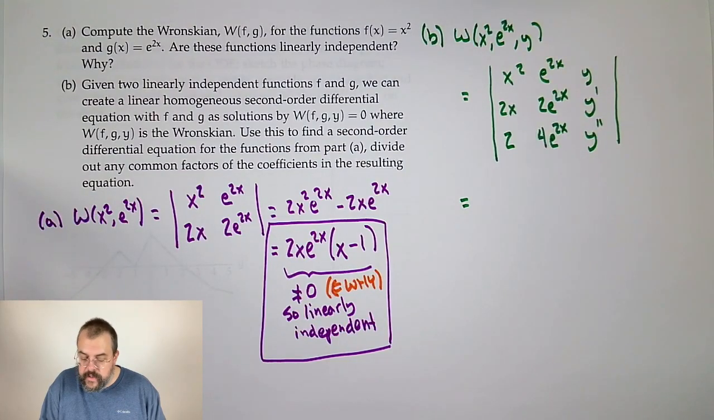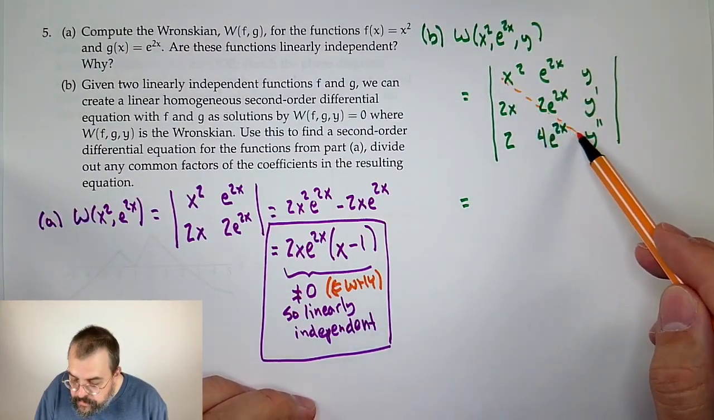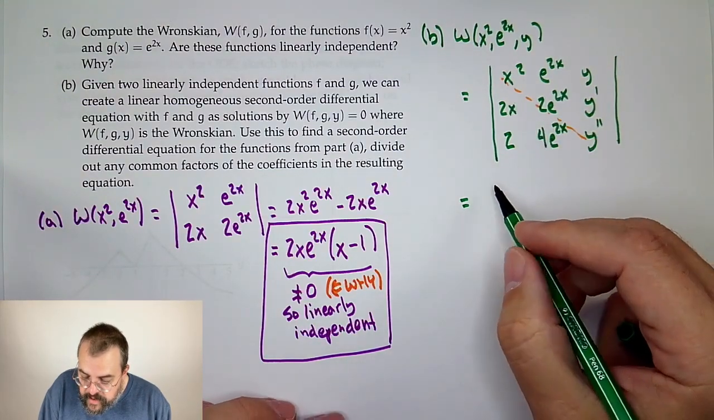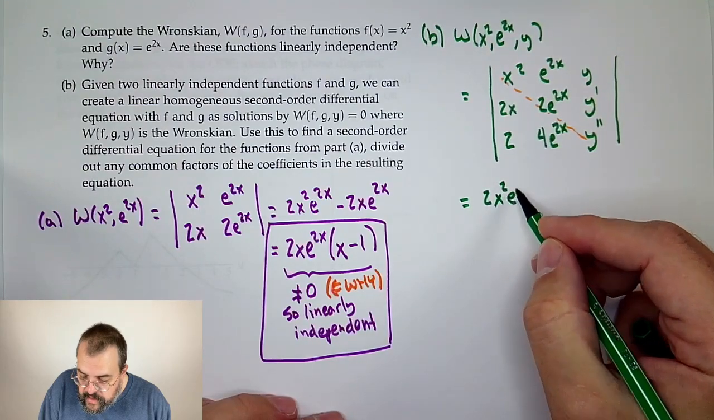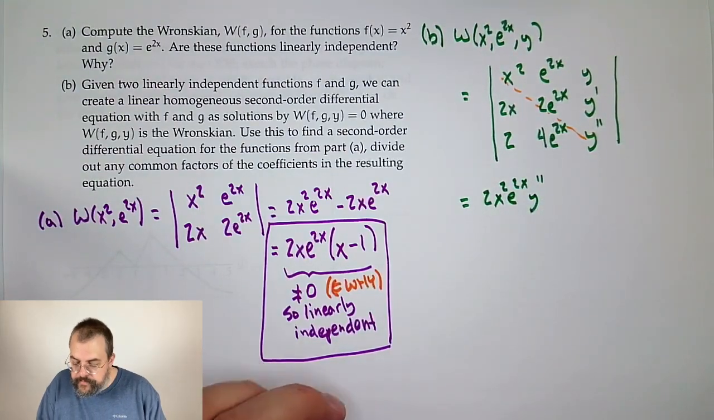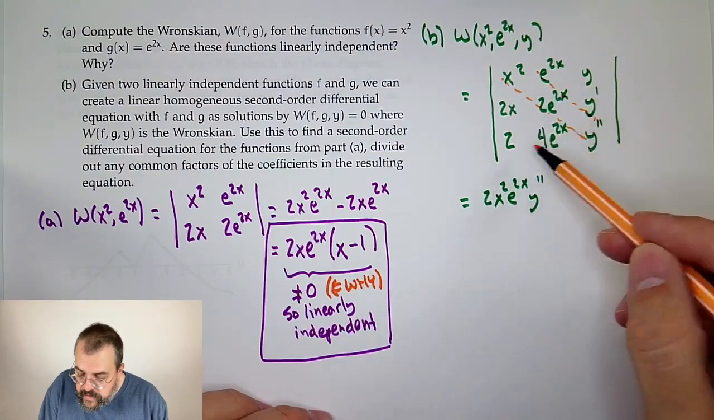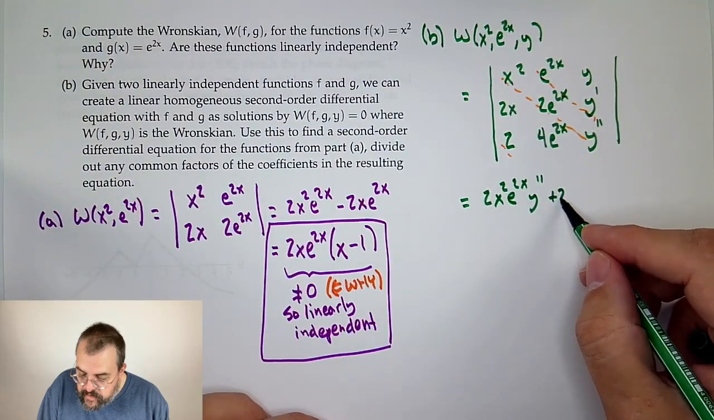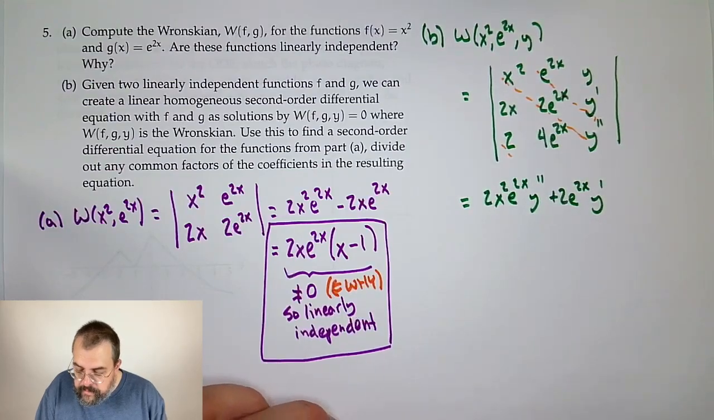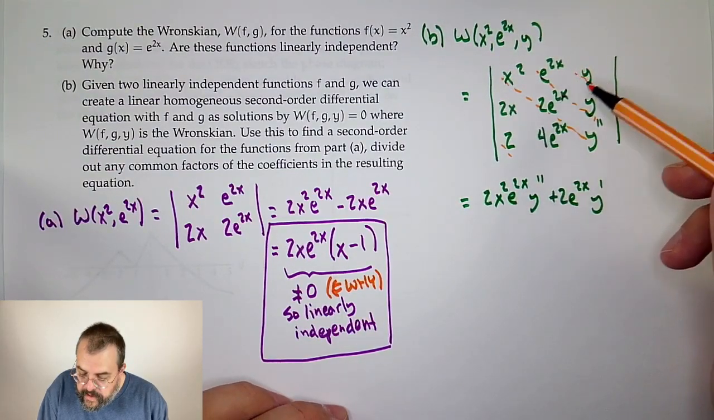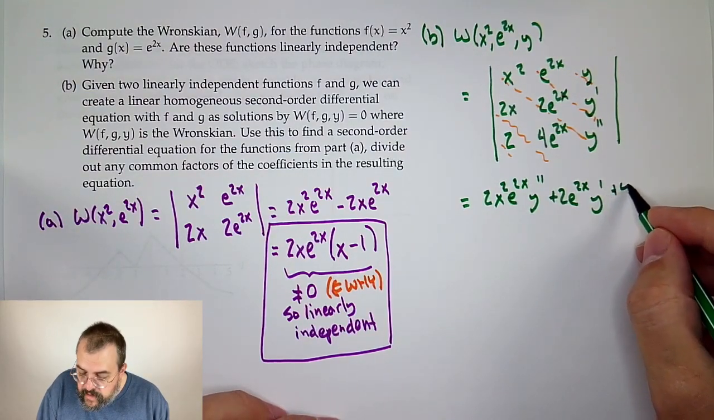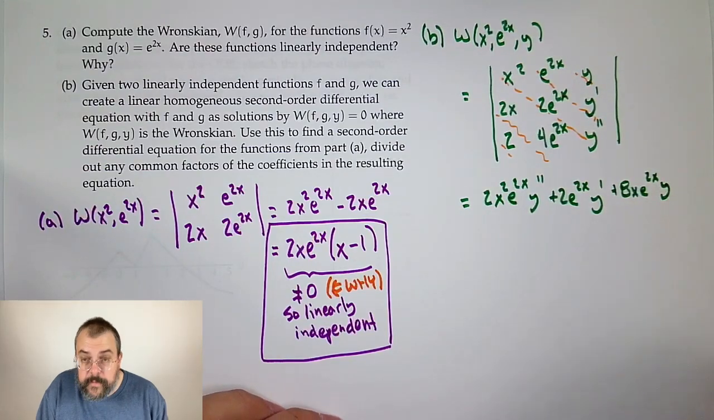So now we just have to go through it. I like to do the diagonals, so we go along the diagonal. We're going to have x squared times 2e to the 2x times y double prime. Let's write it as 2x squared e to the 2x y double prime. Then we'll have e to the 2x times y prime times 2, so we'll write that as plus 2e to the 2x y prime. And the last one will have y times 2x times 4e to the 2x, so that'll be plus 8x e to the 2x times y.